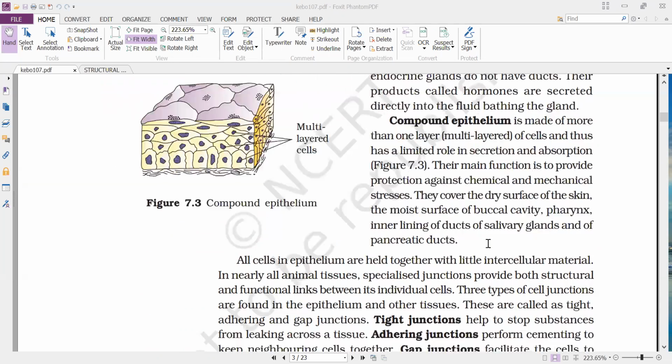Next, coming to the second type of epithelium, that is the compound epithelium. Is anybody having any doubt up to now regarding the glands? Next, coming to the compound epithelium. Compound epithelium is made of more than one layer of cells and thus has a limited role in secretion and absorption.